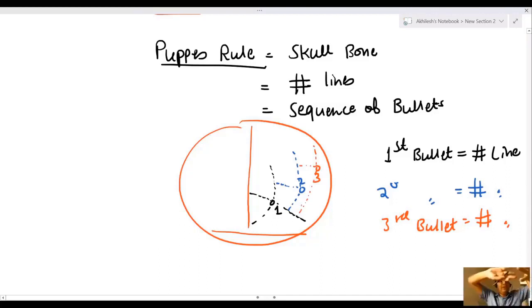It means, sir, the first is a wide fracture line. Second never crosses first. Third never crosses second as well as any other fracture line. It means, sir, by these fracture lines, we can decide the sequence of bullets in skull bone. This is known as Puppe's rule. सबसे वाइड फ्रैक्चर लाइन आपकी है फर्स्ट की, सेकंड नेवर क्रॉसेस फर्स्ट.